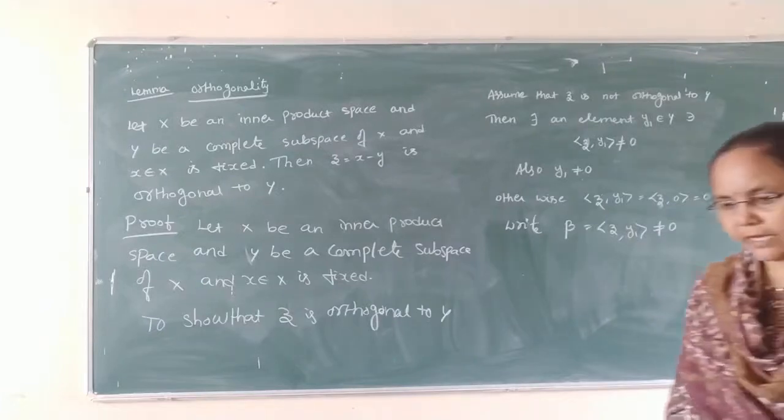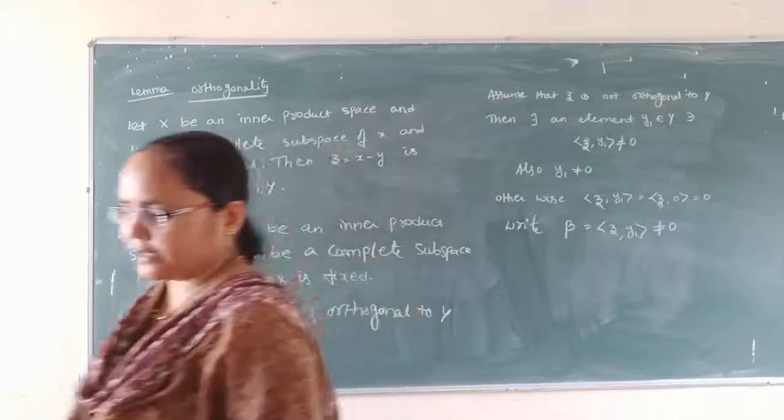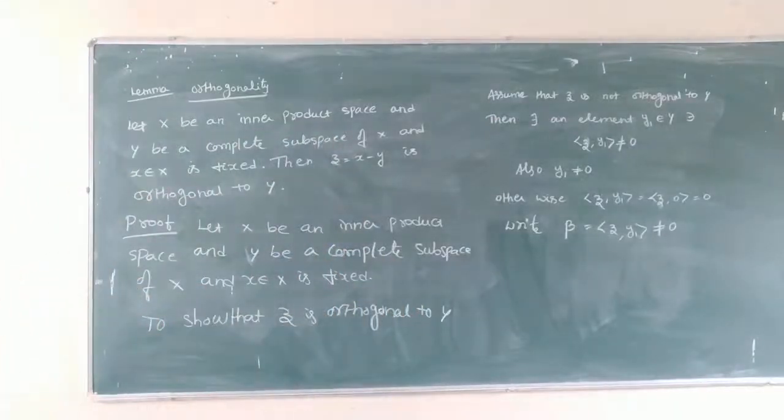Once again I am telling you, you can write the notes, you can copy the notes from the videos only. So here we are taking one scalar alpha, we have to calculate norm Z minus alpha y1 square value.